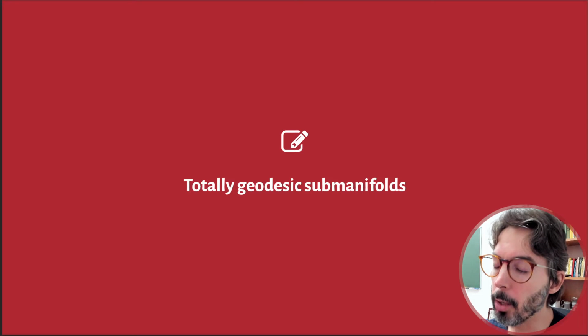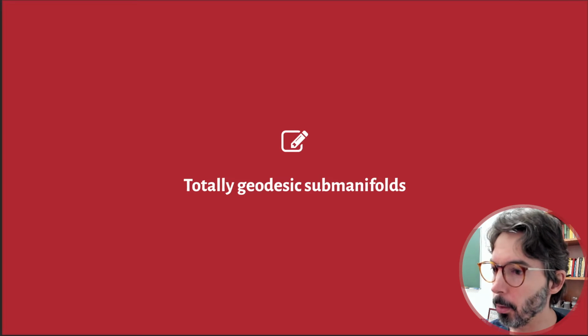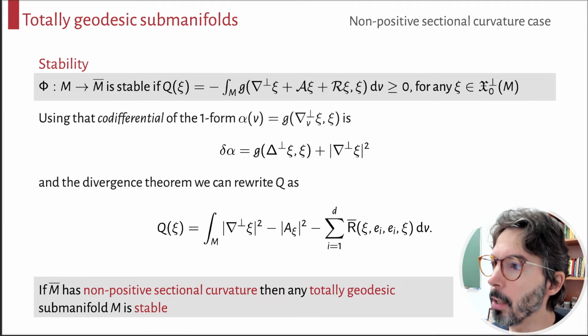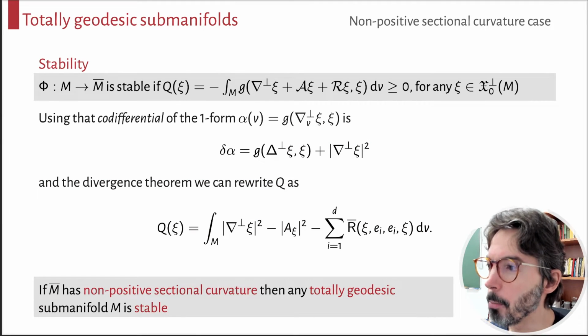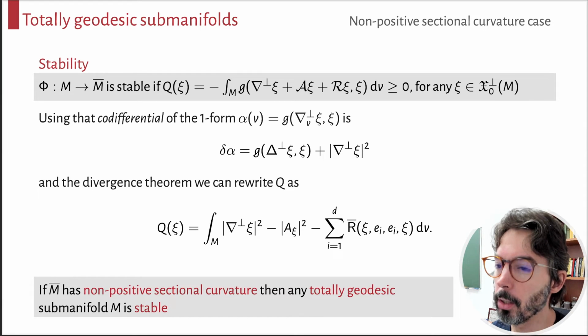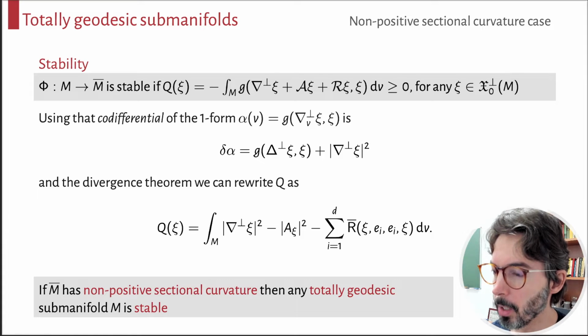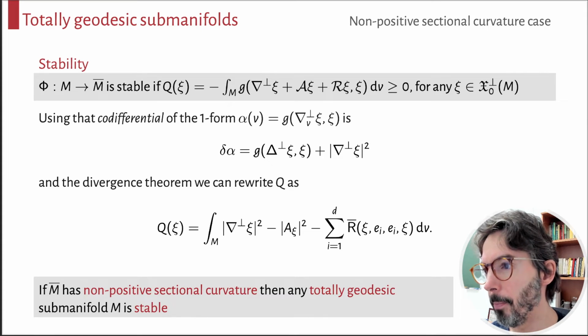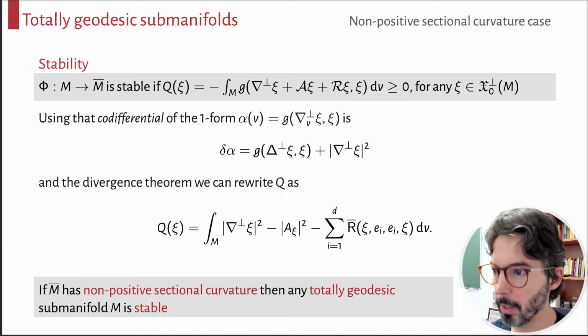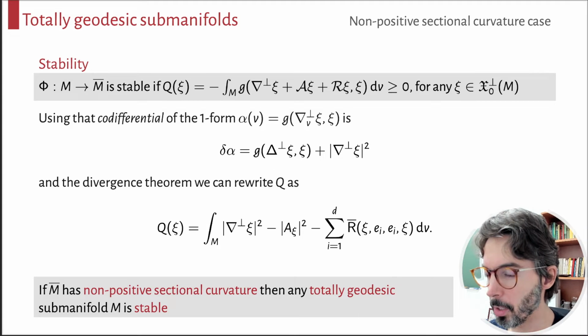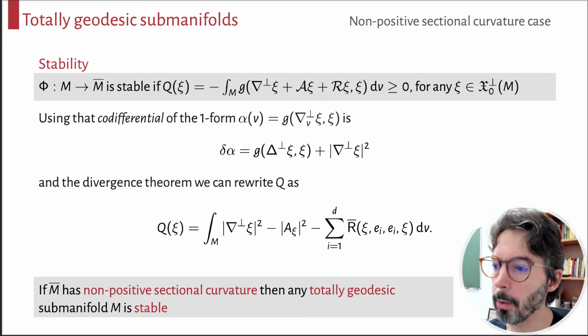The first big group of examples are the totally geodesic submanifolds. Again, I recall the notion of stability. The immersion is stable if the index form is non-negative for every normal section. Now we are going to rewrite this integral using the differential one-form alpha and the divergence theorem. And we get the second expression in the third equation in the slides, which is equivalent to the first one.